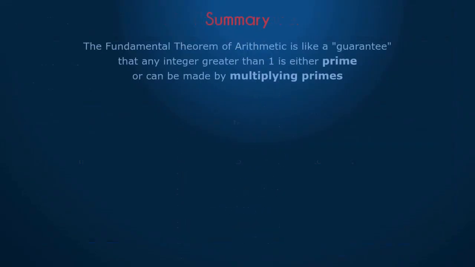Summary. The fundamental theorem of arithmetic is like a guarantee that any integer greater than 1 is either prime or can be made by multiplying primes. And there is only one way to do that in each case.